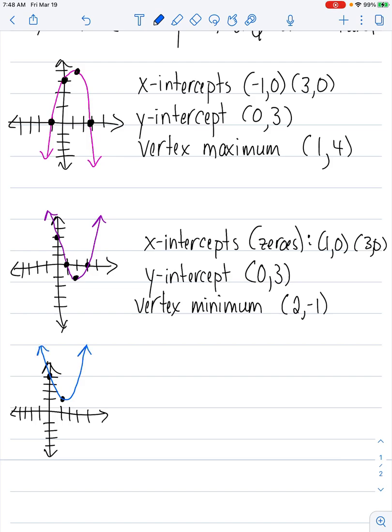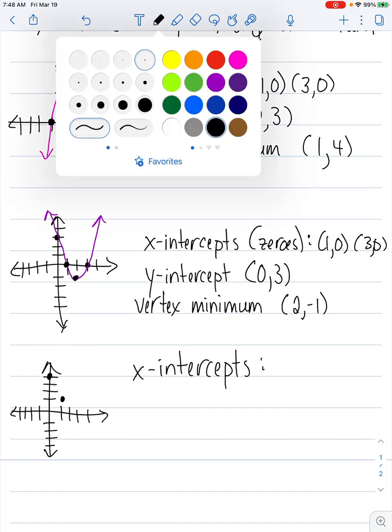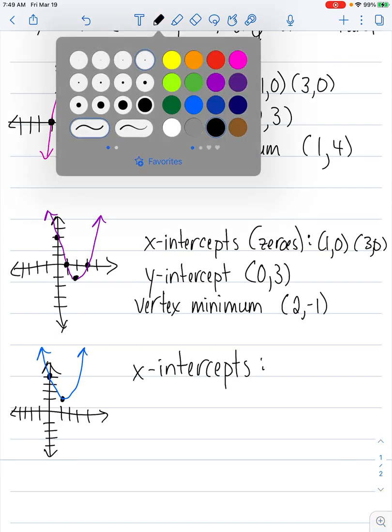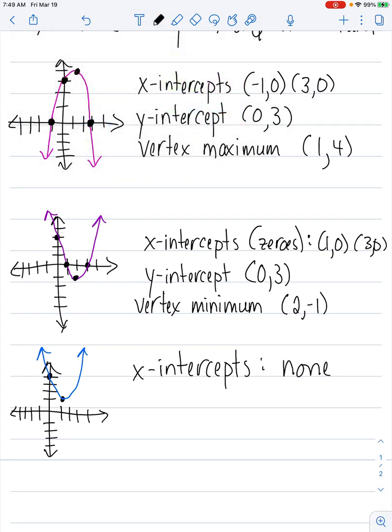What do you notice here? So if I were to ask you what are the zeros or the x-intercepts, what do you notice? I notice it doesn't touch the x-axis. Let me do a better job on this. This should be the vertex. There we go. So you're just going to say none. Because it doesn't touch the x-axis, you have no x-intercepts. By the way, this would be a no solution answer to a quadratic equation.